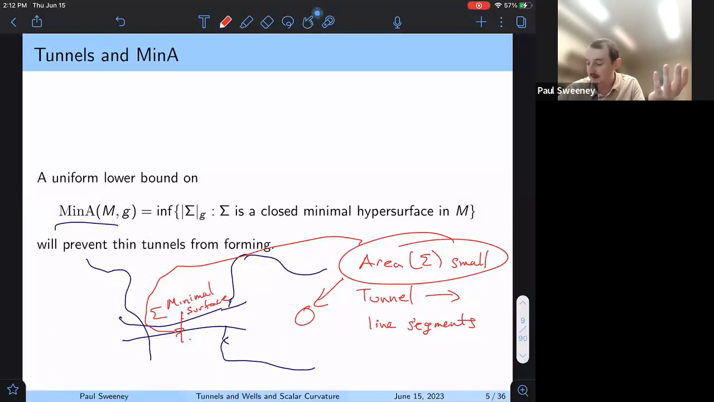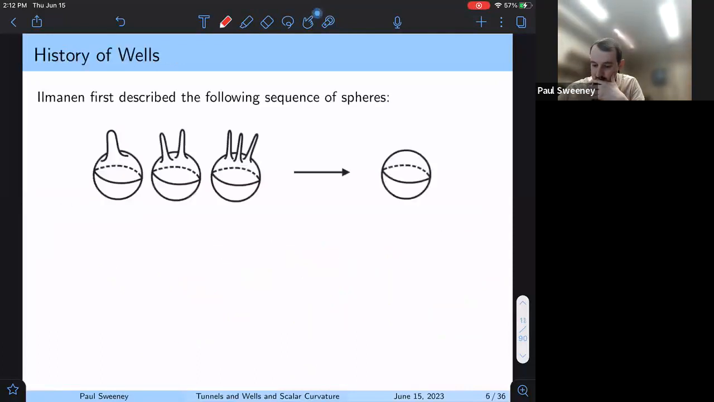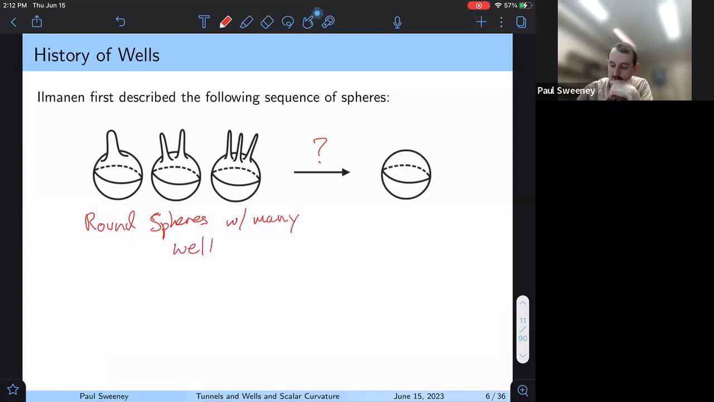So now we'll talk about the other topic for the talk, wells, and how they relate to scalar curvature. This sequence was first described by Hominin, and what you have is a sphere with increasingly many thin wells attached to it, and in some sense, we wanted to converge to the round sphere. So this is round spheres with many wells, and we want the limit to be, say, the round sphere.